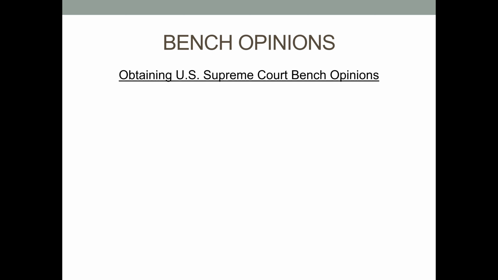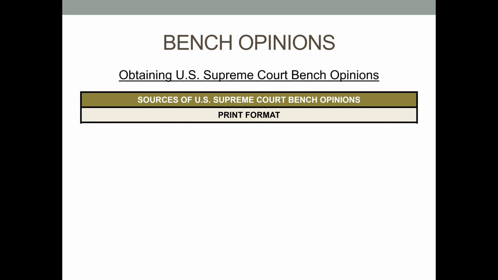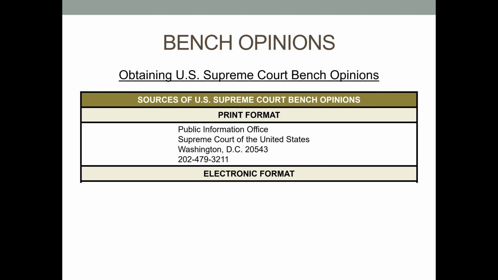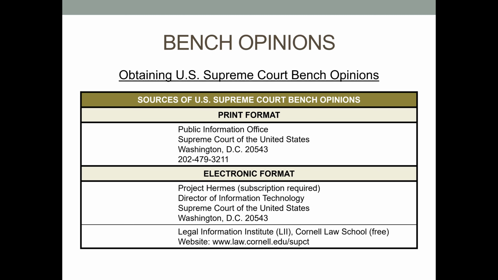Okay, well, now that you know what a bench opinion is, where do you find them? If you want the bench opinion in print format, then you can obtain it from the Public Information Office of the U.S. Supreme Court. Here's the address on the slide. Or if you want it in electronic format and you want it digital, or you want it immediately sent to you by the Supreme Court digitally, as soon as it has come out, you have to subscribe to a service called Project Hermes at the U.S.